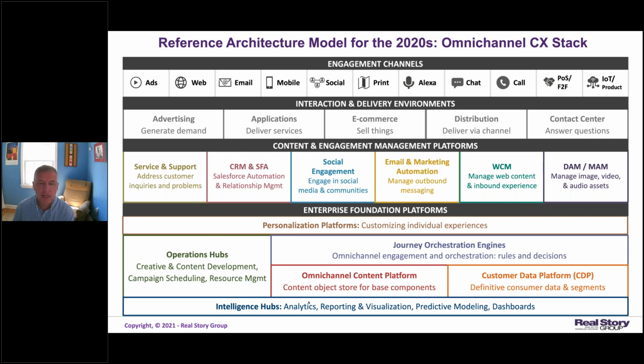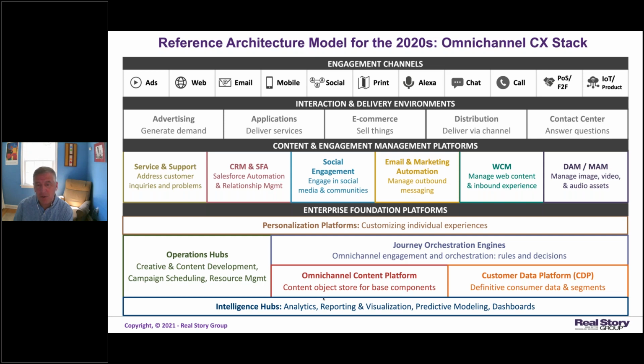So we think the future relies on some of the energy going lower in your stack into what we describe as enterprise foundation platforms. These are capabilities around personalization, orchestration, customer data, intelligence hubs, and operations that are not bound to a particular department, are not necessarily bound to a particular channel or a particular engagement venue, but are independent and so can work across your stack. So these are really foundational pieces. And in an ideal world, we would have built these foundational pieces first. Now, many of you are sort of backing into them.